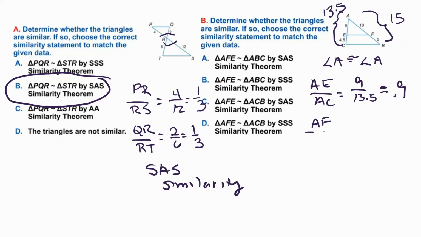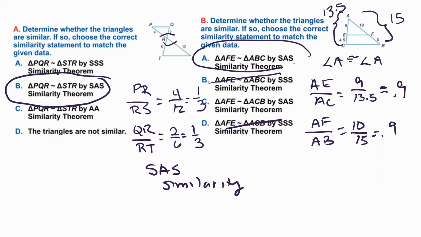AF over AB, 10 over 15, which is also 0.9. So it's yes by side angle side. We have two of them that are side angle side. A corresponds with A. I know that E corresponds with C. So it would be the first one.